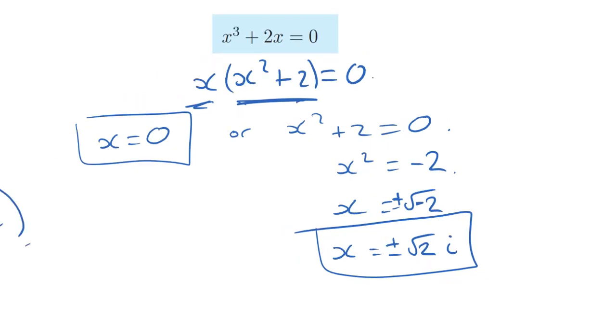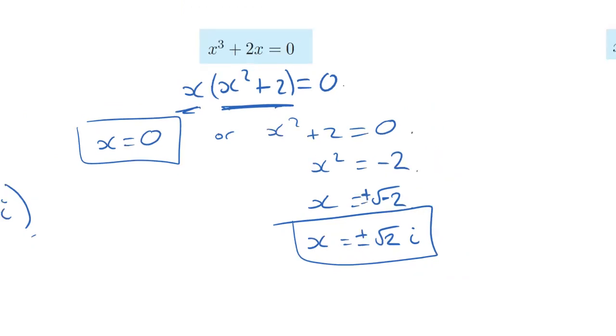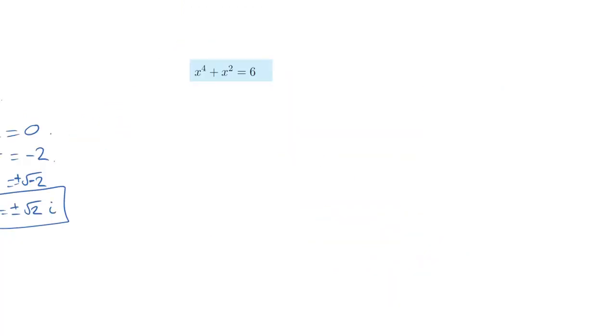So we therefore have, just to really make sure you understand this, three solutions to this original equation. One of them is x equals 0. The second solution is x equal to the root of 2 i. The third solution is x equal to negative square root of 2 i. Right, let's move on again.